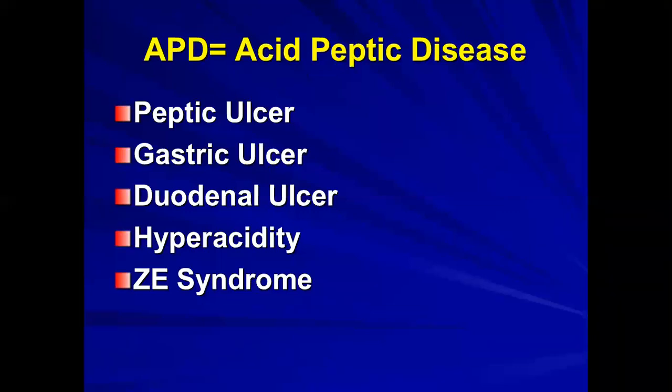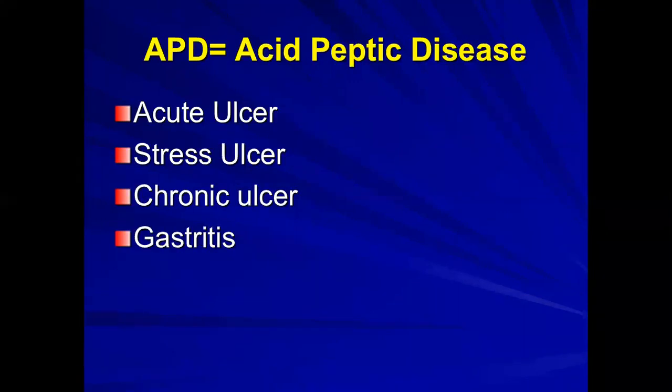Acid peptic disease comprises a few entities, which include peptic ulcer, gastric ulcer, duodenal ulcer, and we use the term hyperacidity and Zollinger-Ellison syndrome. So acid peptic disease can also be considered as acute ulcer. It is also called stress ulcer, and it can lead to chronic ulcers, or it can be present as gastritis. So there are many entities in this word, acid peptic disease.